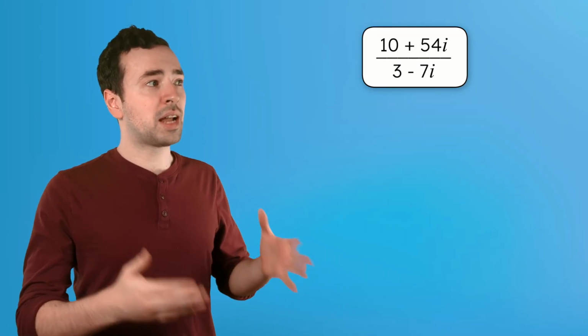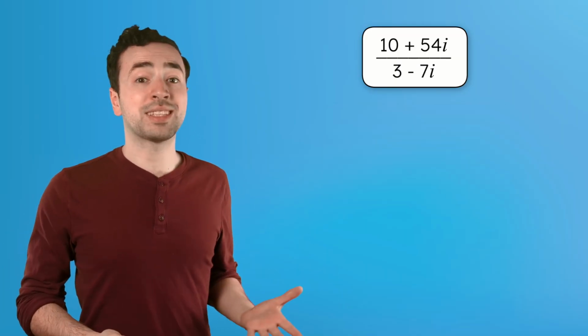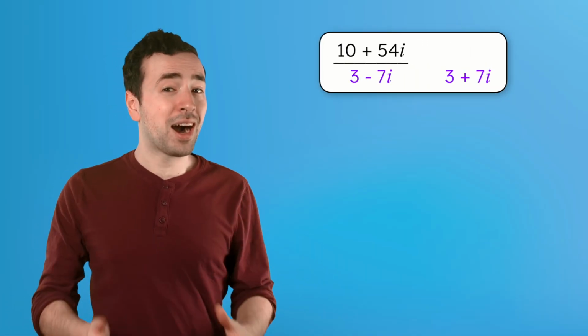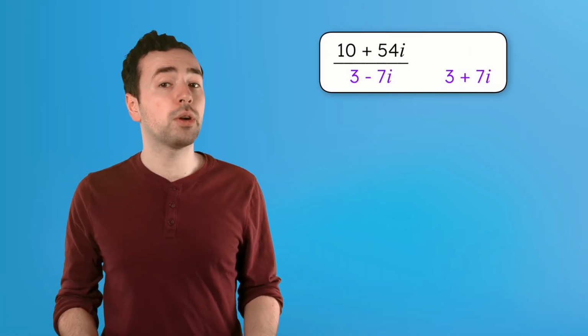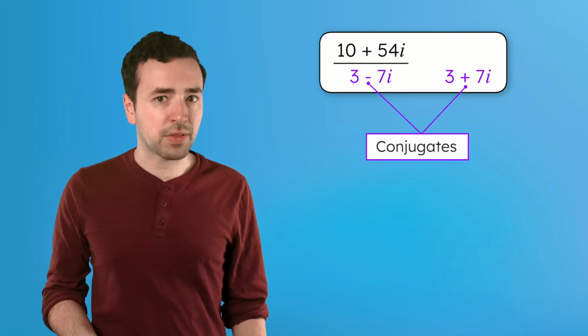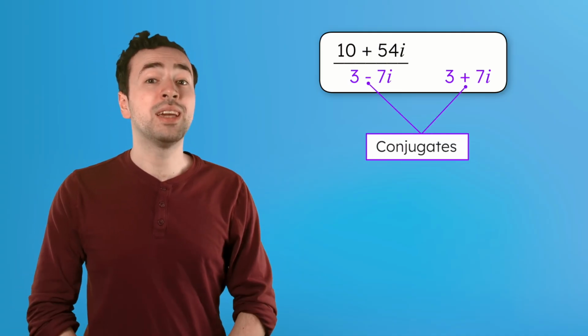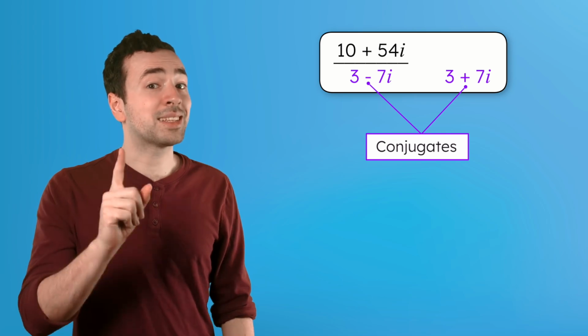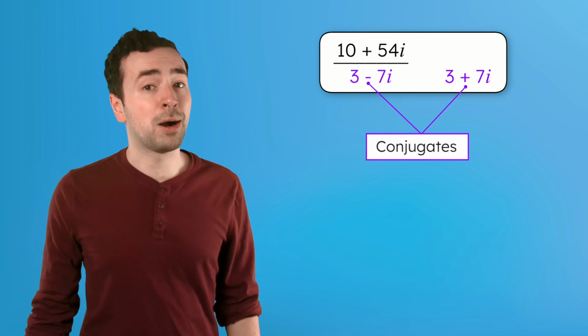So the question now is, how do we turn the denominator in the first problem, 3 minus 7i, into a real number? It turns out that for every complex number, there's a special partner called a conjugate. And when we multiply conjugates together, their imaginary numbers cancel out, resulting in a real number. That's exactly what we need to divide complex numbers.